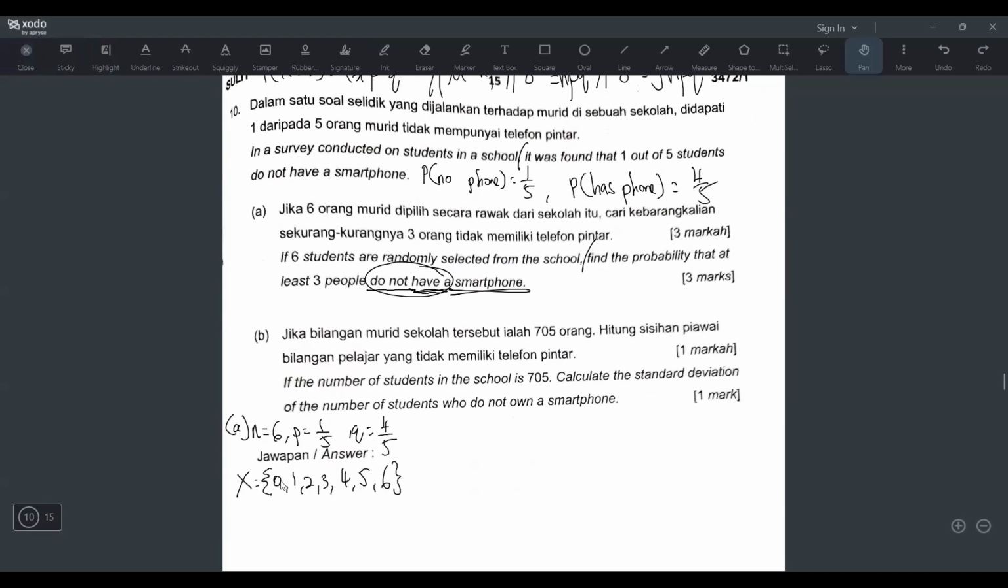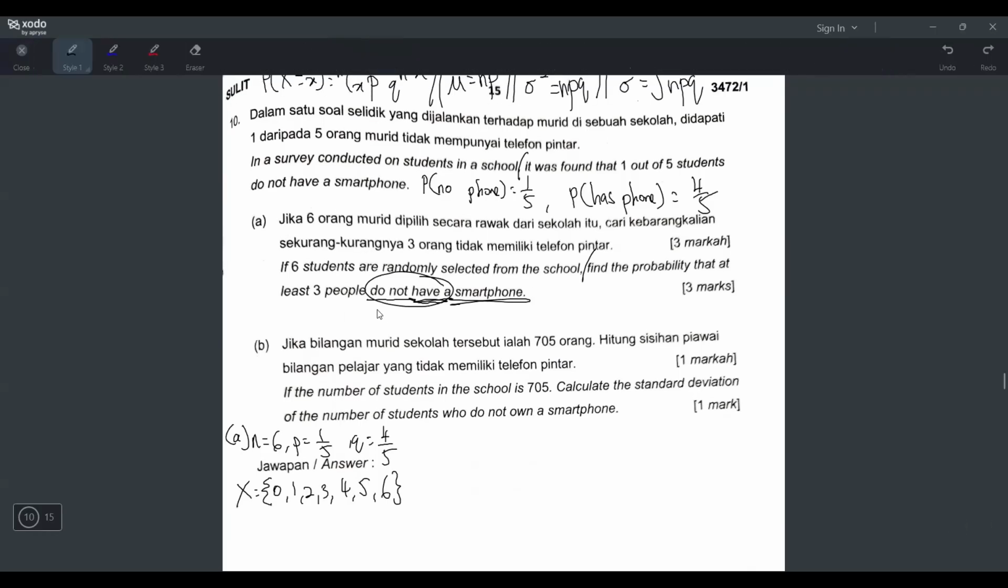Okay, let me tell you what this means. It means there are 6 students selected. Maybe out of 6, 0 success. It means 0 do not have phone. Or maybe 1 success, 1 do not have phone. Success means no phone. Or maybe out of 6, 2 success. It means 2 no phone. Or maybe 3 no phone, 4 no phone, 5 no phone, 6 no phone. It means all 6 no phone, all 6 success. That's what it means. So these are all the possibilities.